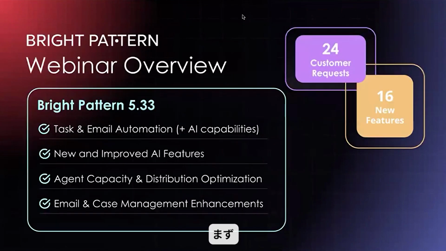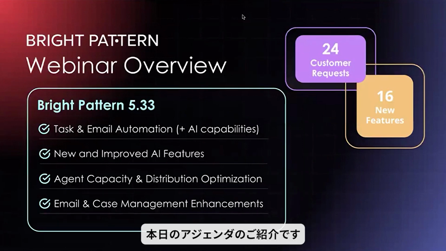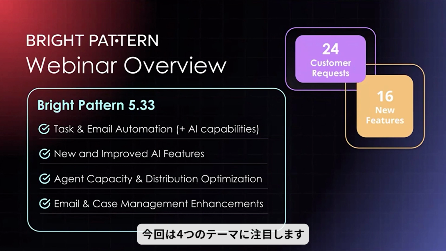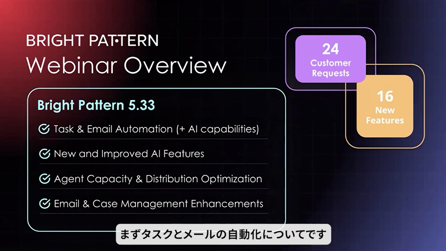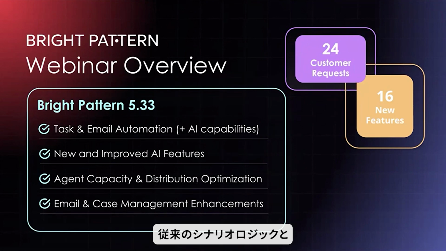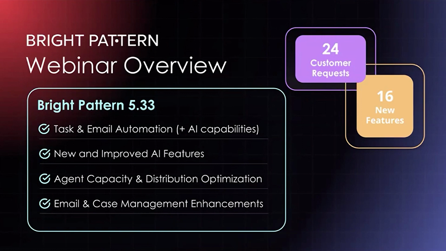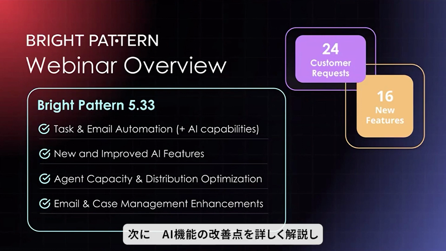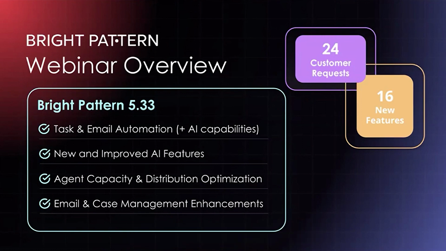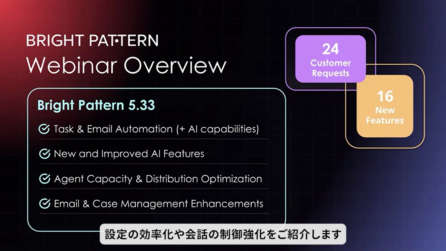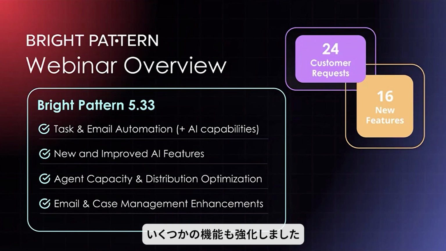Before we dive into the details, let's take a quick look at today's agenda. We're going to focus on 4 exciting areas, starting with task and email automation that relies on both the regular scenario logic and the new AI-powered capabilities. After that, we'll take a deep dive into the new and improved AI features that streamline the setup and introduce more control over AI-driven conversations, along with a few other major enhancements.